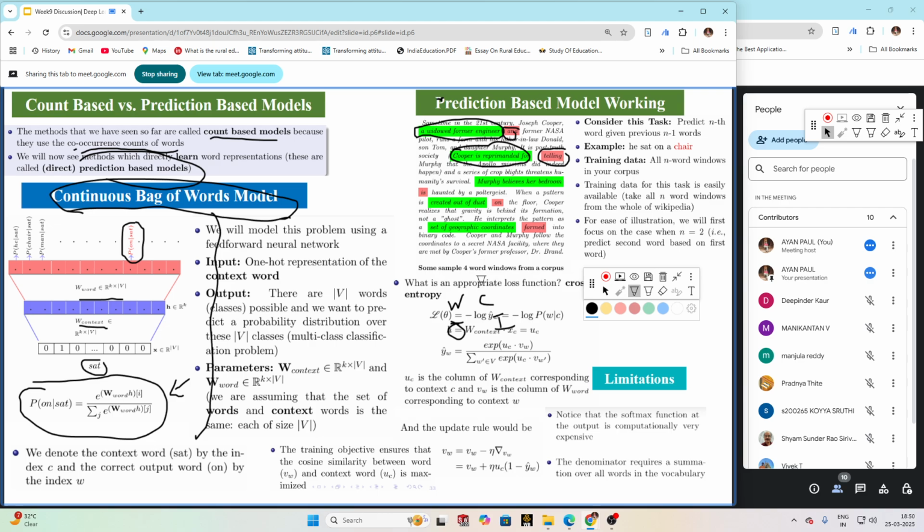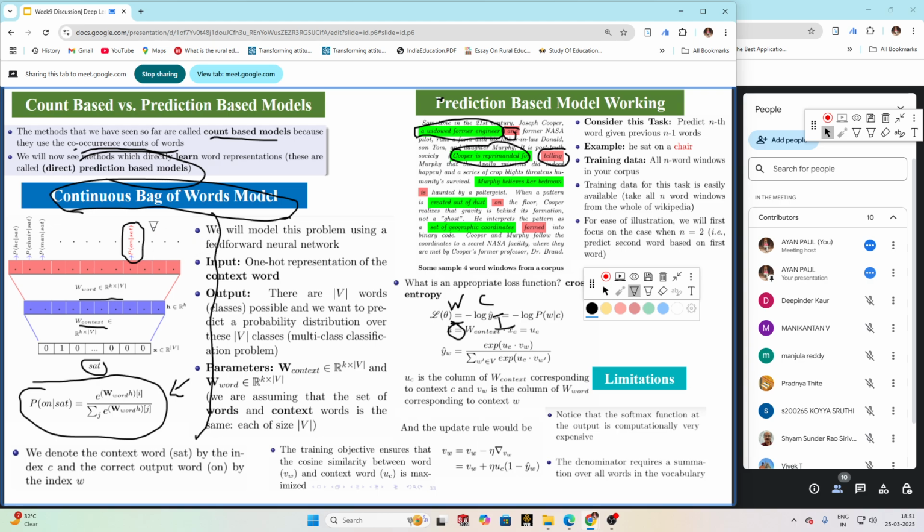Now there are two terms that we have already discussed. One is the word term and the other is the context term. What the continuous bag of words model does is take the context term, and then we have to predict the word term. In this example we have one context term, that is sat, and we have to predict what word will be coming after this sat. We can have many classes like he, chair, man, on, etc.